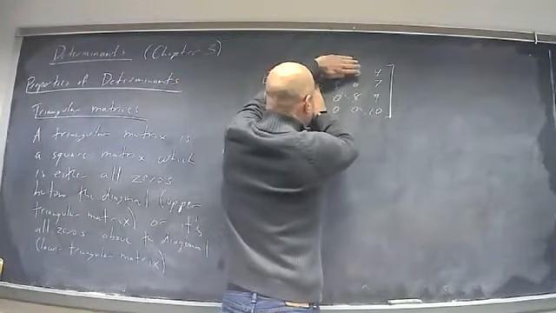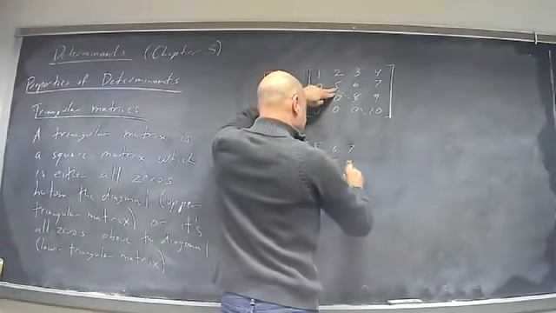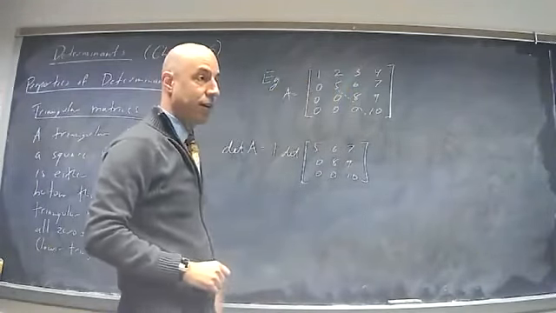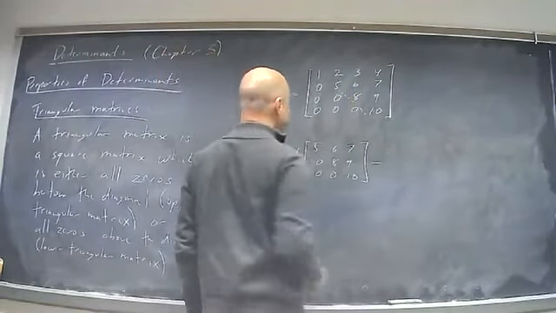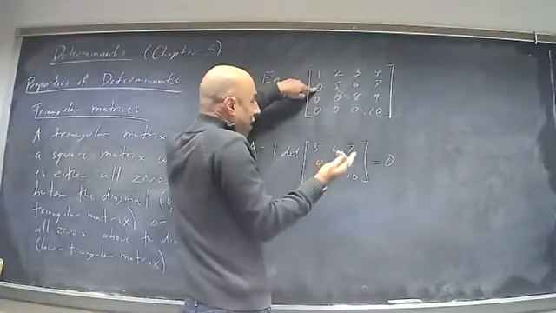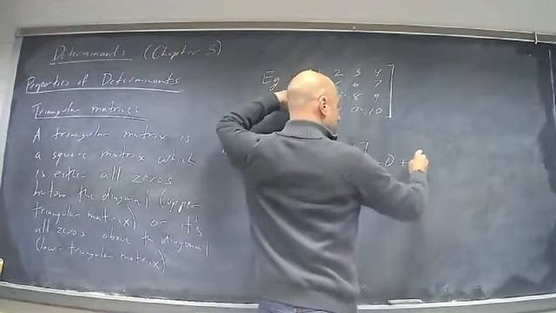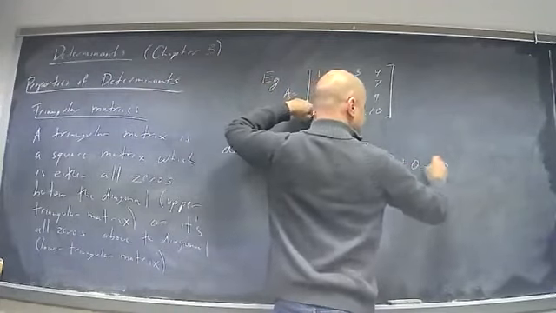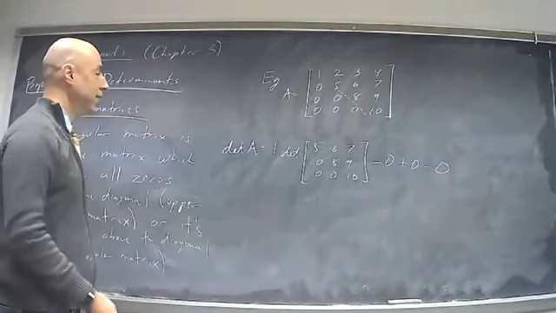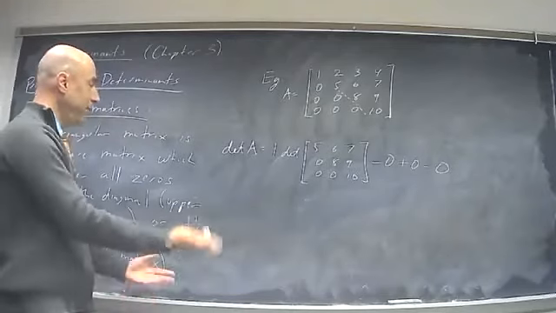If I cross out the row and the column with a 1 in it, I end up with 5, 6, 7, 0, 8, 9, 0, 0, 10. Minus 0 times, really, who cares, the determinant of its cofactor, but I'm not going to write that down because it's going to be 0 times it, which is 0, plus 0 minus 0. So a whole lot of zeros. Most of the computation just went away.